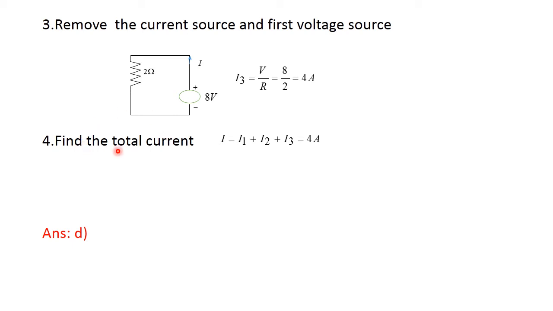Now we have to calculate the total current. So I is equal to I1 plus I2 plus I3. So that is equal to 4 ampere. Here we have taken it as I1 plus I2 plus I3 because in the I1 calculation itself we have put the negative sign. So here the total current will be equal to 4 ampere. Option D is the right answer.